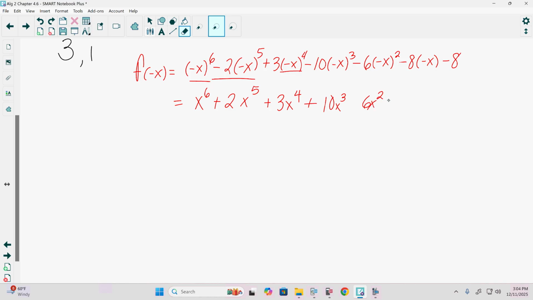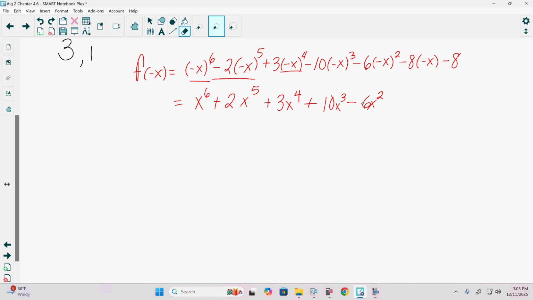What's going to happen with the 6x squared? It was negative. Is the exponent even or odd? Even. If the exponent's even, it's going to stay the same. If the exponent's odd, we change the sign. If the exponent's even, it stays the same.